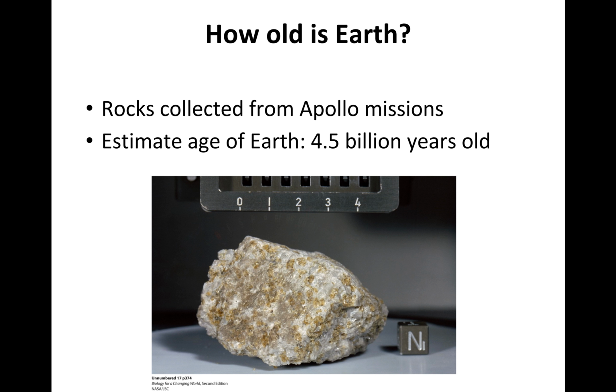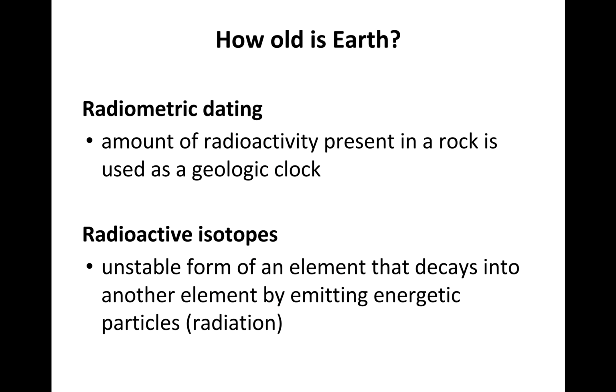So how old is the Earth? They have estimated the age of the Earth to be roughly around 4.5 billion years old. The way they've known that is because they've collected rocks during the Apollo missions from the moon, and they've brought those back and analyzed those rocks. The way they analyzed those rocks was using what's called radiometric dating.